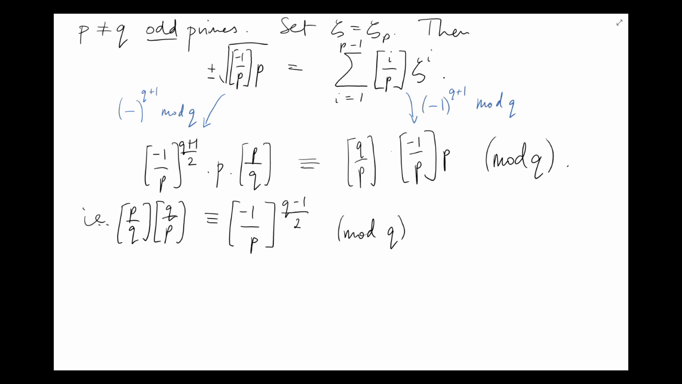But notice that the thing on the left hand side is equal to plus or minus 1, and the thing on the right hand side is equal to plus or minus 1. So if they're equal mod q, then they must be equal, because plus 1 and minus 1 are distinct mod q.